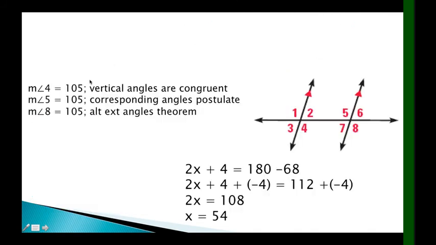Okay. The measurement of angle 4, this is angle 4, right, is 105. Vertical angles are congruent. So, ibig sabihin, 1 and 4 have the same measurement. The measurement of angle 5 is 105. Corresponding angles postulate. The measurement of angle 8 is 105. That's a vertical angle. Alternate exterior angle, so this also a 105 measurement. Okay?